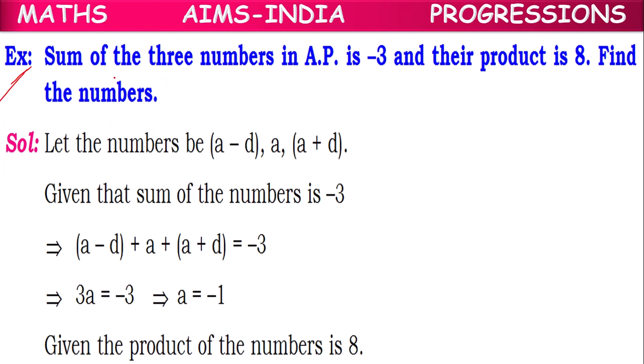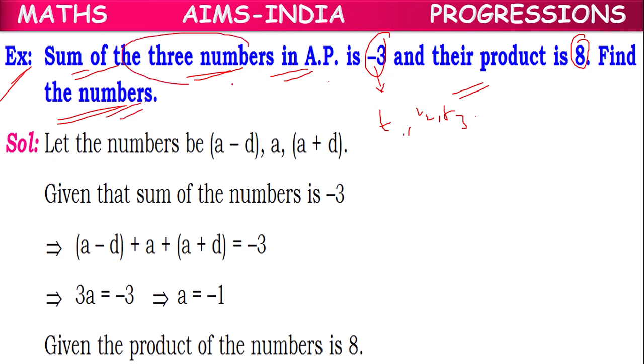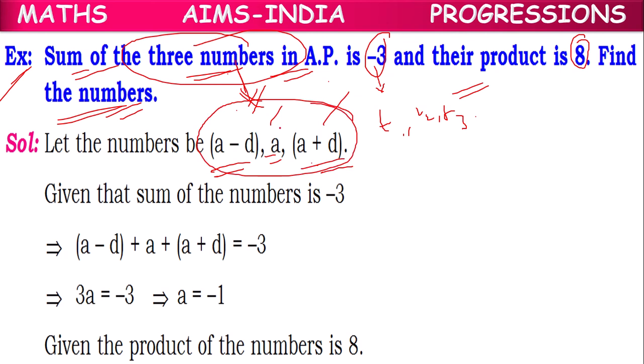Next example. Sum of three numbers in AP is -3 and their product is 8. Find the numbers. If sum of three numbers is -3, T1, T2, T3, their sum is -3 and their product is 8, find the three numbers. Whenever we have to take three numbers in AP, for our convenience or for easy calculation purpose, we can take the terms as a minus d, a, a plus d. About this we have already learnt in our concepts. So let us assume these three are the terms.